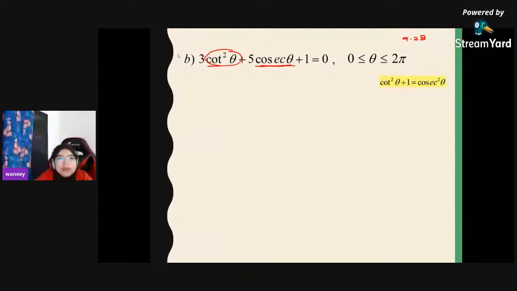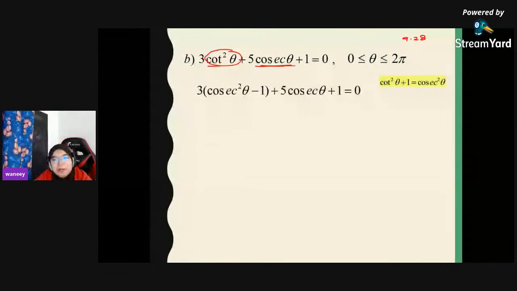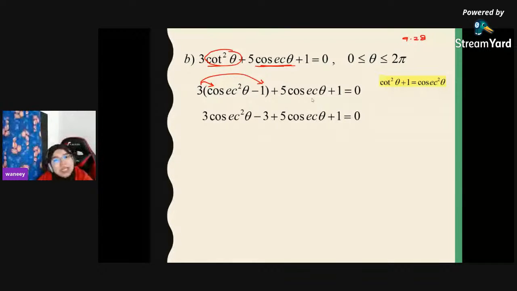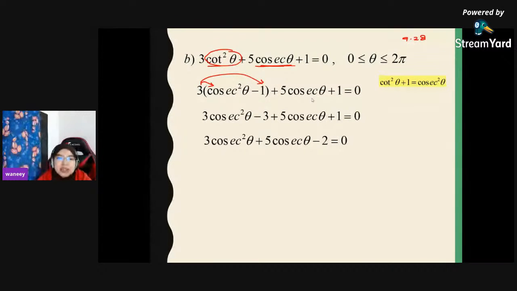So we have 3 times cosecant square theta minus 1, plus 5 cosecant theta plus 1. What happens next is that we multiply the 3 inside. So 3 cosecant square theta minus 3 plus 5 cosecant theta plus 1 equal to 0. And then simplify a little bit. So what we have is 3 cosecant square theta plus 5 cosecant theta minus 2 equal to 0. And now we want to factorize them.